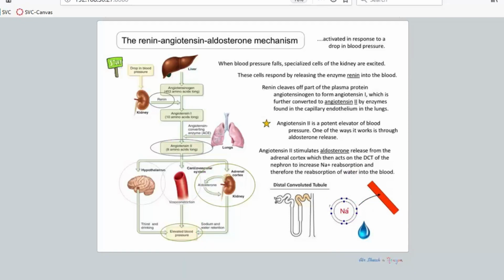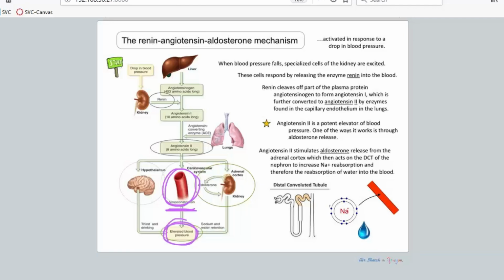Another thing that angiotensin 2 does is it's a potent vasoconstrictor. It acts on the blood vessels throughout the body, and it leads to widespread vasoconstriction. And by doing that, by decreasing the space that the blood is in, we increase blood pressure.